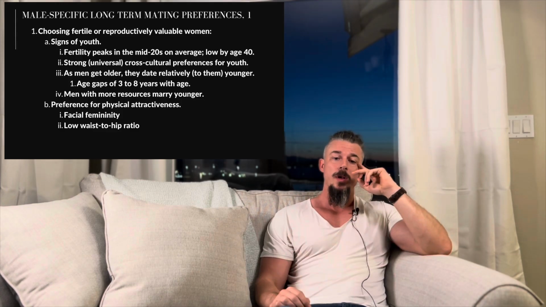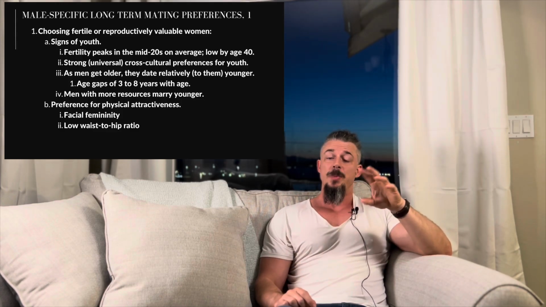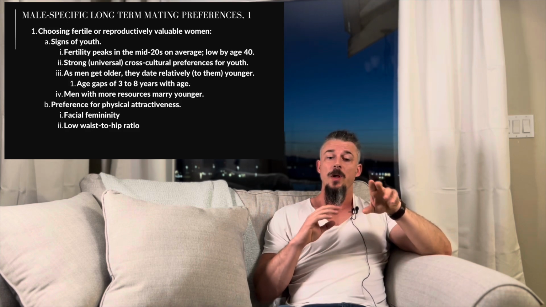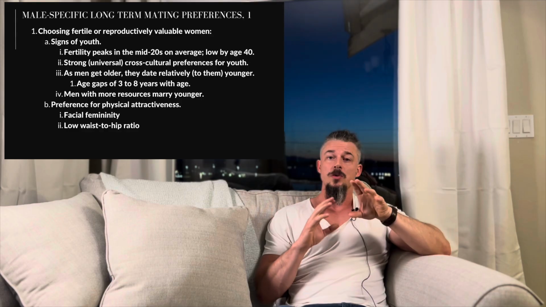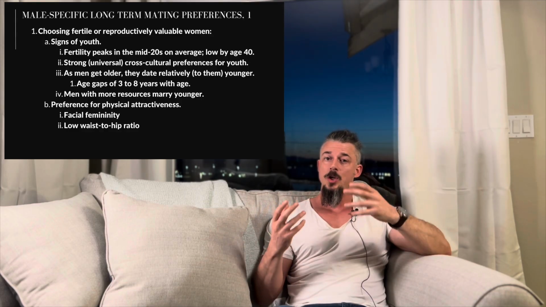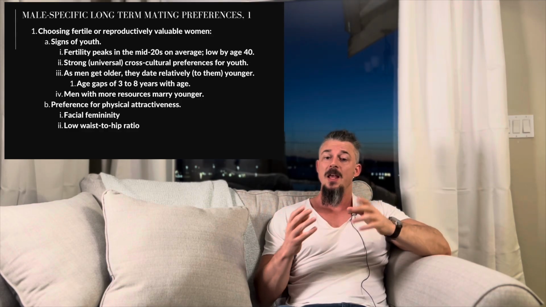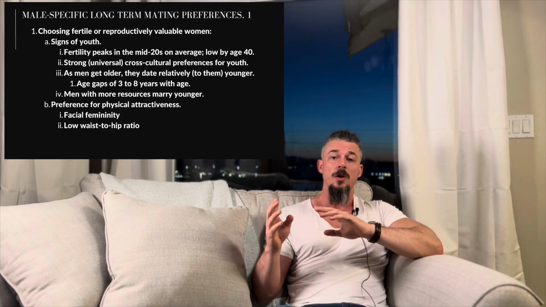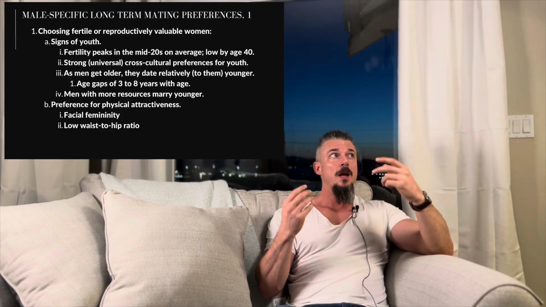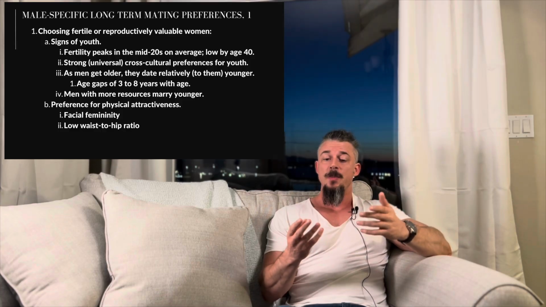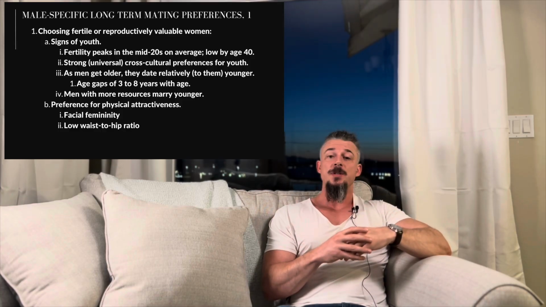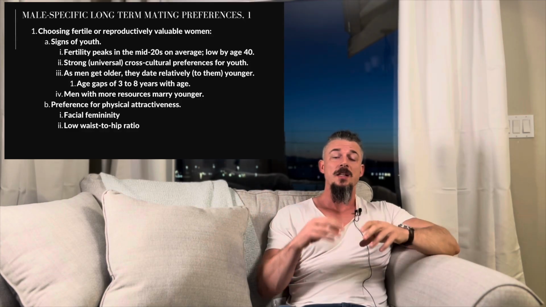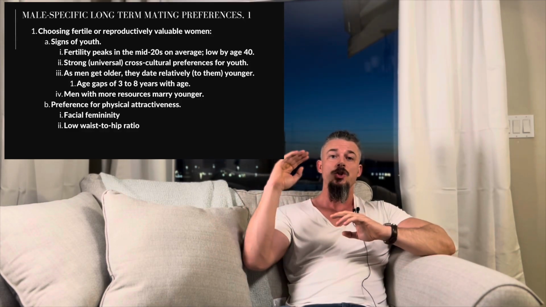So what do we know about women? Female fertility on average peaks in the mid-20s, and then it's very low by age 40. So we also see there's a strong universal cross-cultural preference for young women, for youth about that age. As men get older, they tend to date women who are younger than them. First marriage age gaps are about 3 years. Age gaps in a second marriage, about 5 years. Age gaps in a third marriage, about 8 years. So we see that men increasingly show preferences for younger women.